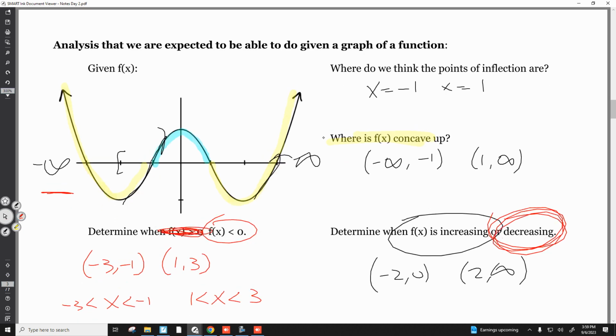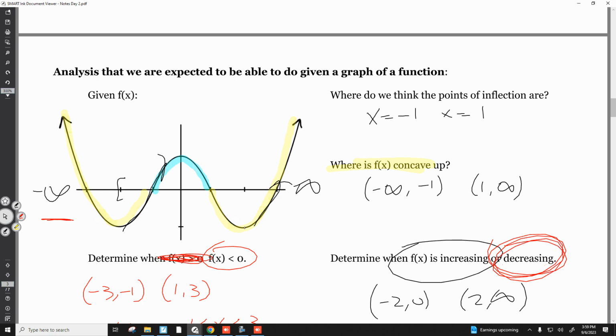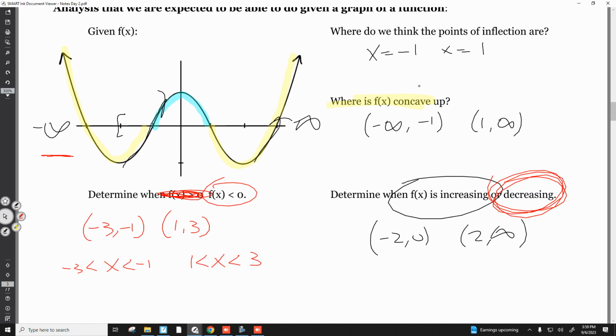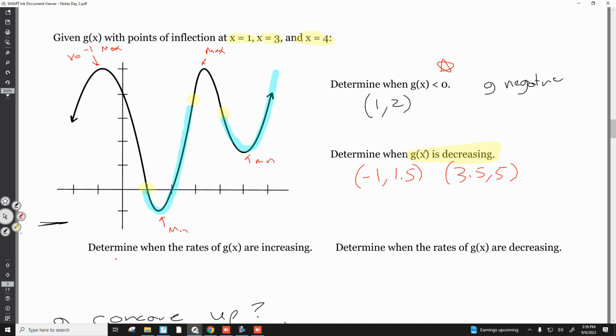So you would say from 0 to 2 and from negative infinity to negative 2. If I ask you for this one, when are the rates of change positive? What am I actually asking? Rates of change are the slopes. Slopes are positive. The function's increasing. If I ask you when are the rates of change positive, you're like, oh, the function's increasing. I'm going to look at when the function's increasing. Cool. Now, here's the next thing we need to look at.